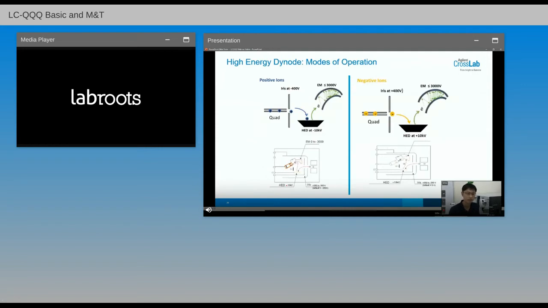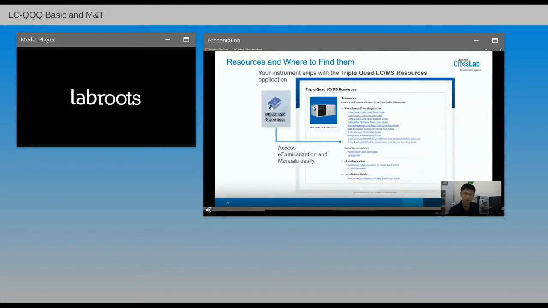And last but not least, the detectors. We have the high energy dynode, which you can set in positive or even in negative mode to look at ions.